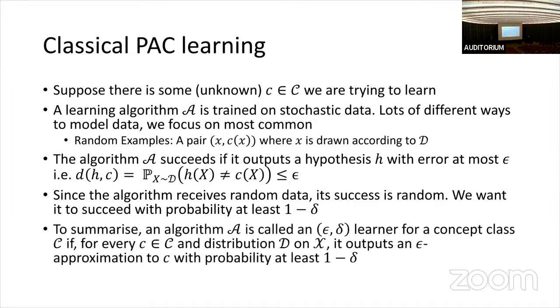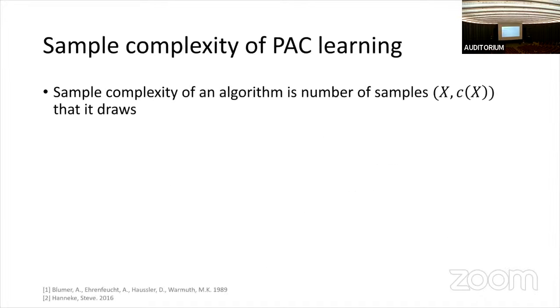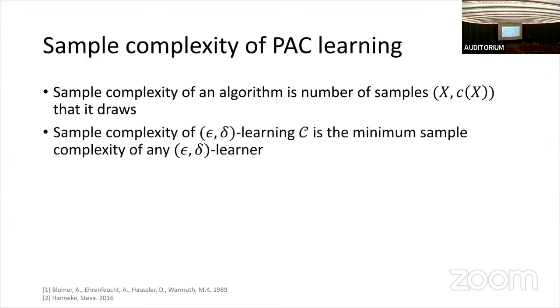So to summarize, an algorithm is an epsilon-delta learner if with probability 1 minus delta, it outputs something that is wrong with probability less than or equal to epsilon. And we want it to work for any underlying concept and any distribution. As mentioned in the previous talk, the sample complexity, the number of samples the algorithm needs to draw, well, I should say the sample complexity of a concept class is just that of the best possible learning algorithm.